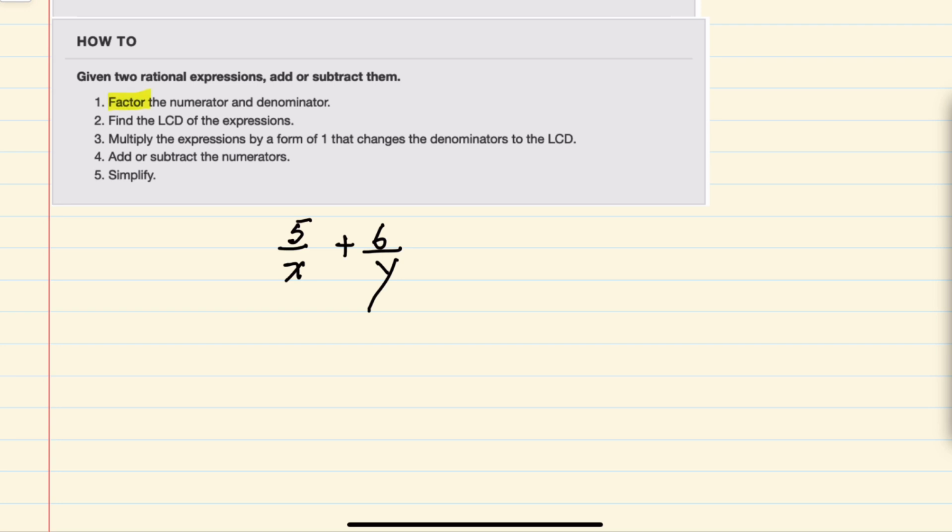first factor the numerator and the denominator. And in this example, everything is factored, so step 1 is done.